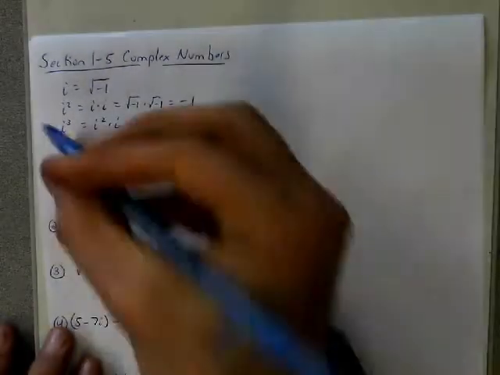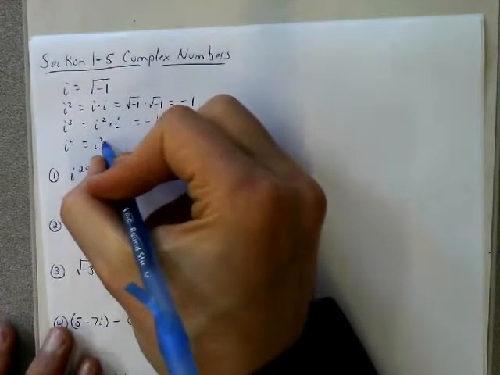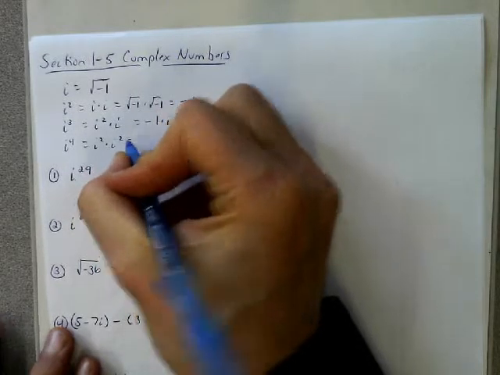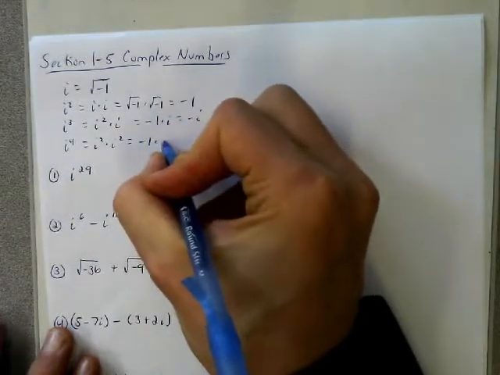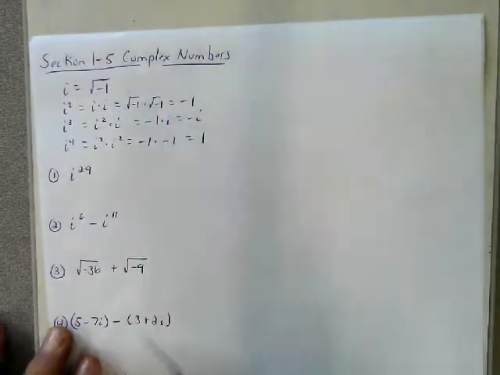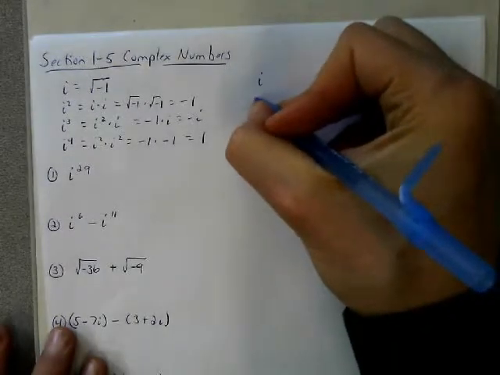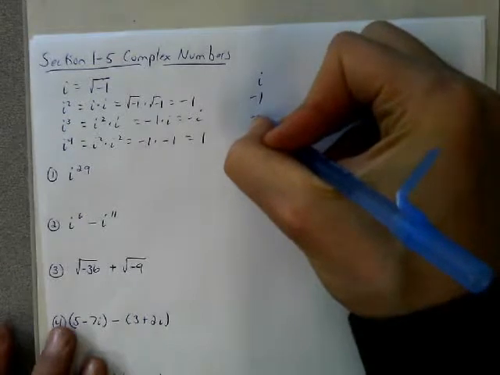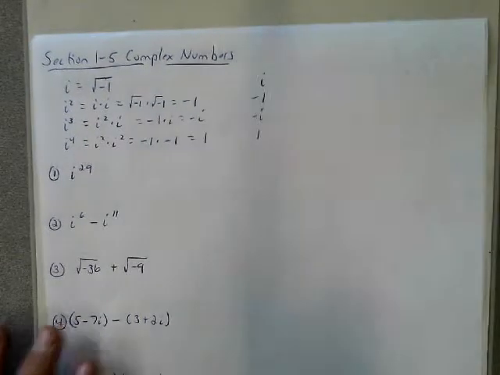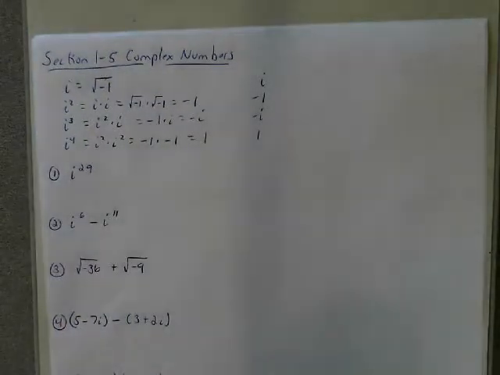For i to the fourth is equal to i squared times i squared, which means it's equal to negative 1 times negative 1, which is positive 1. Therefore, the pattern is i, negative 1, negative i, 1. And I say a pattern because look at the next problem, the first example problem.